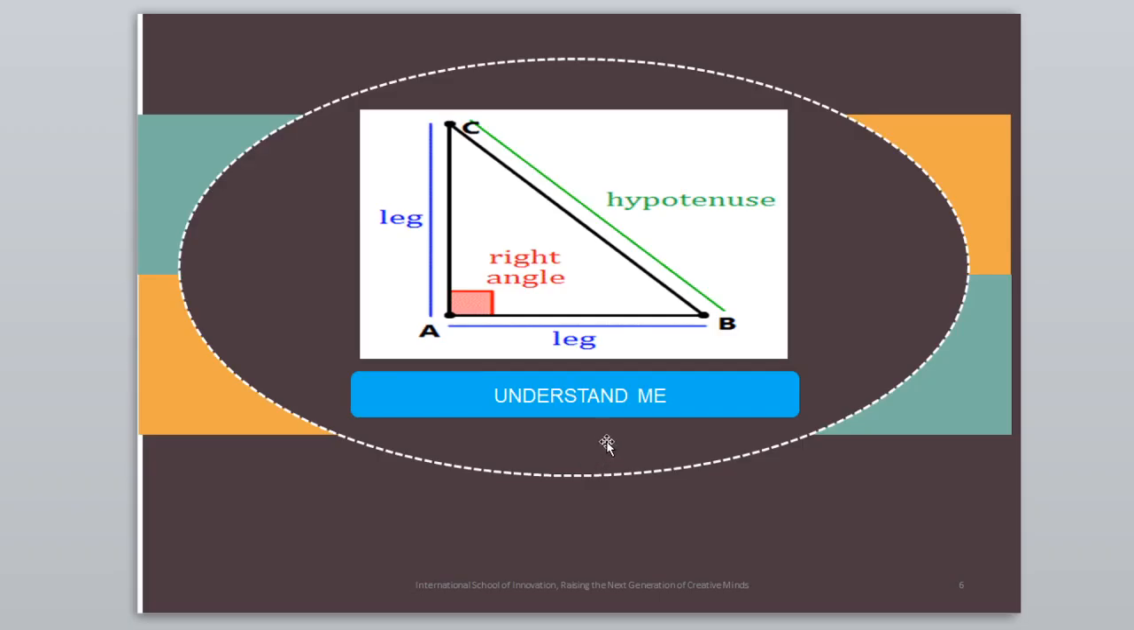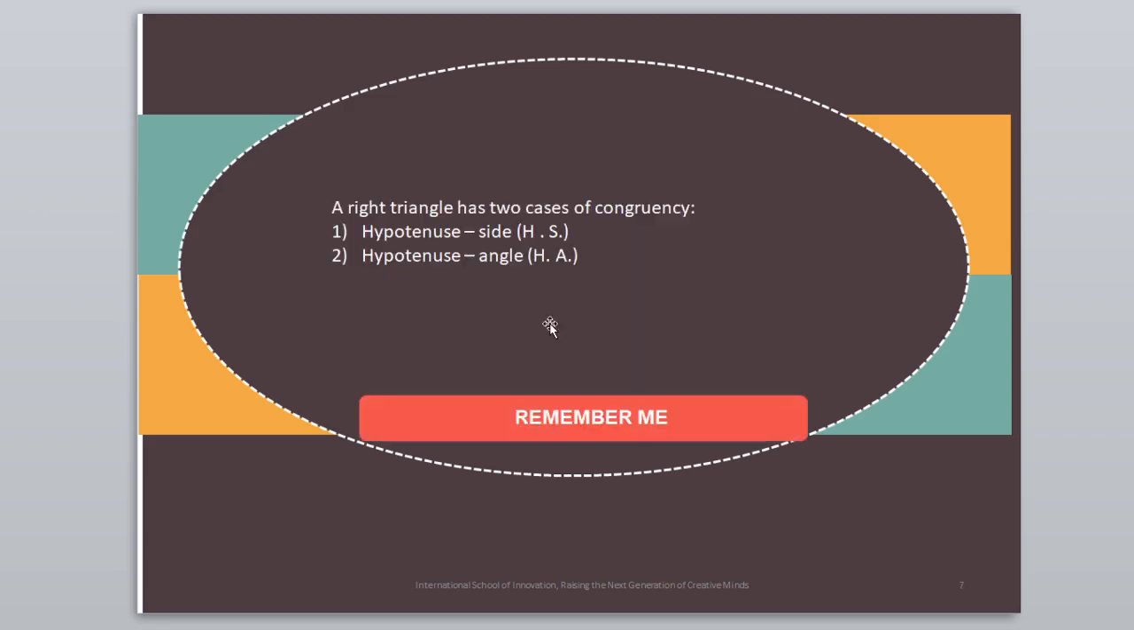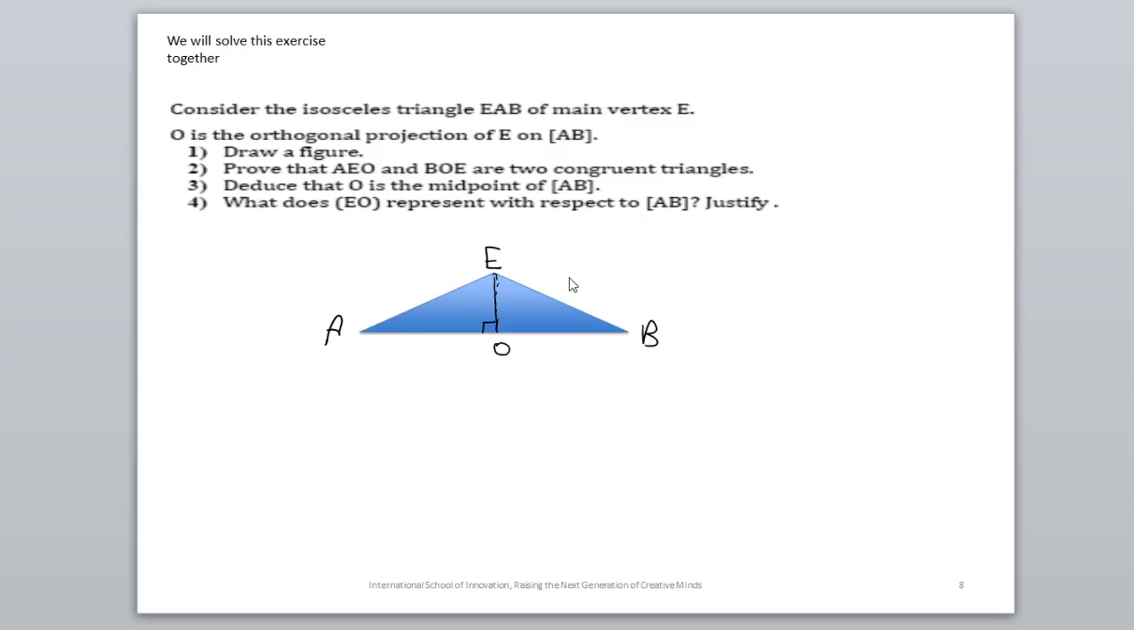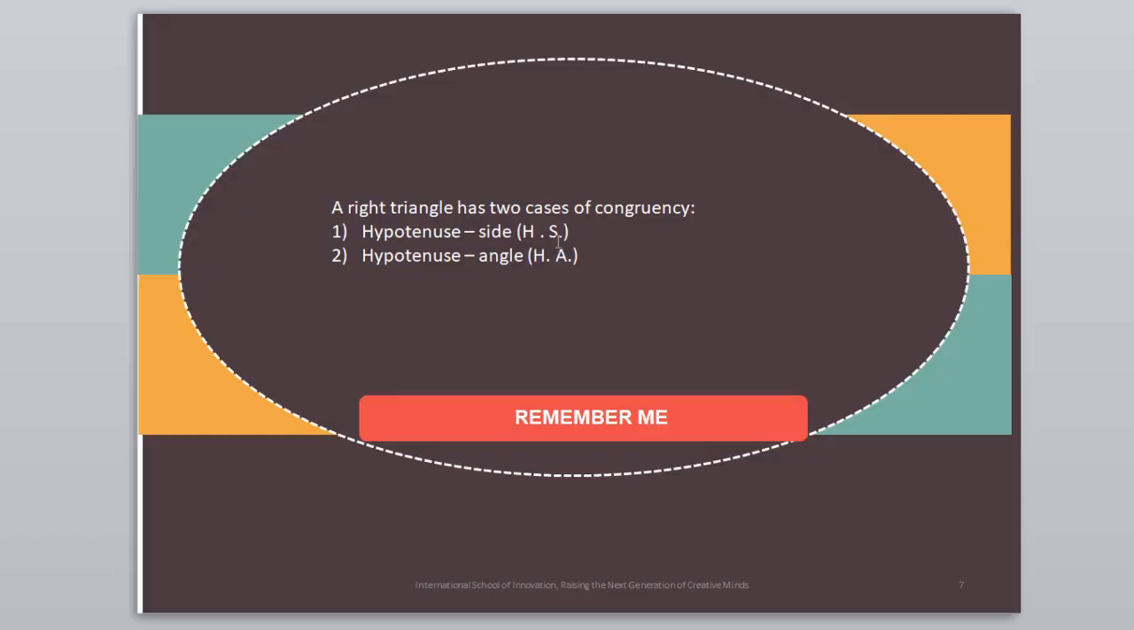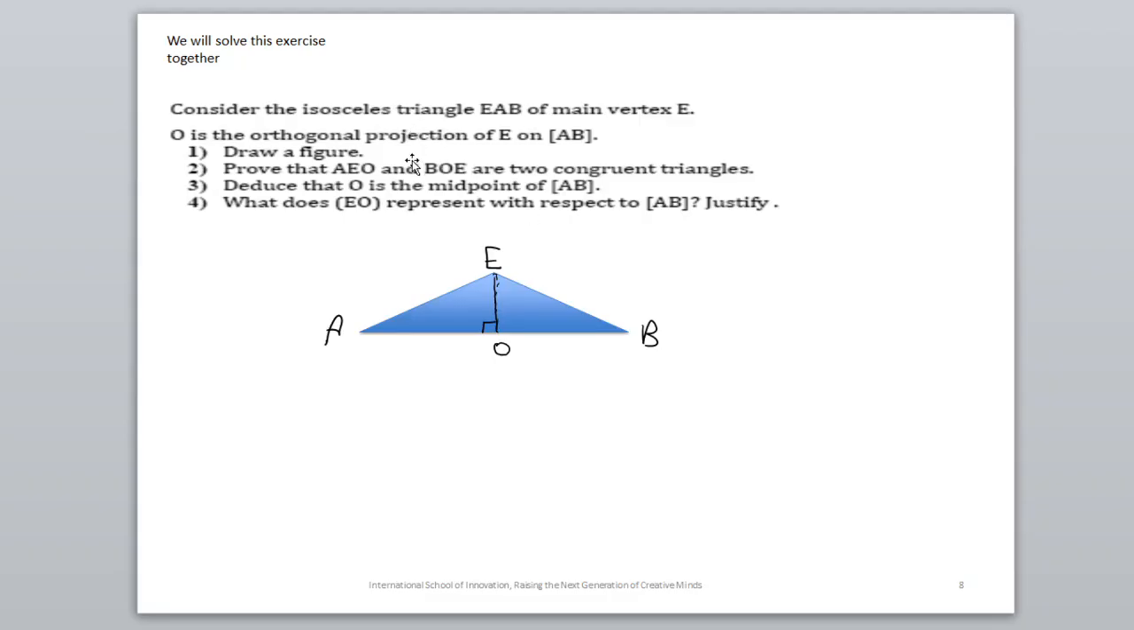So as a conclusion, we will have a hypotenuse which is facing the right angle. In right triangles, the two cases of congruency are hypotenuse side and hypotenuse angle. I'll solve with you here one question from your book, and the others will be a worksheet. You may solve it alone and send your answers to me by the next session.